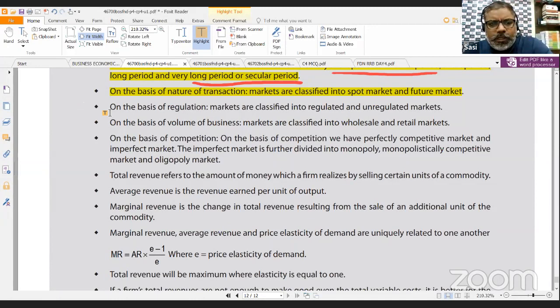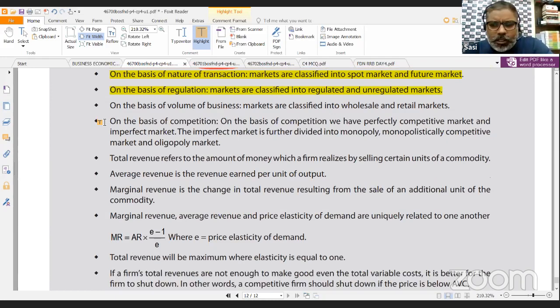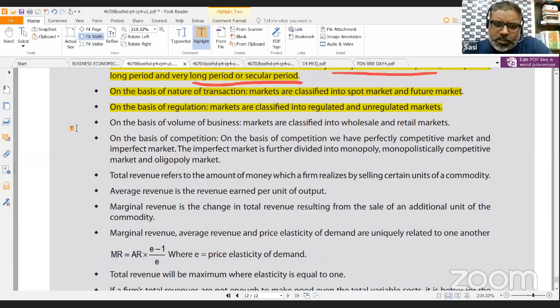Future market is something where agreement happens now, but actual delivery happens in future. That is the difference between those two on the basis of nature of transaction. Of course, on the basis of regulation, broader basis, we can say regulated market and unregulated market. The roadside vegetable vendor is unregulated, but stock market is a regulated market. There is a SEBI which is regulating the stock market in India, Securities and Exchange Board of India. So regulated and unregulated markets is the classification on the basis of regulation.